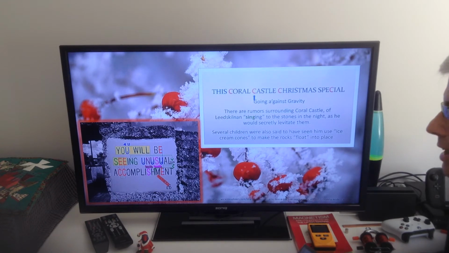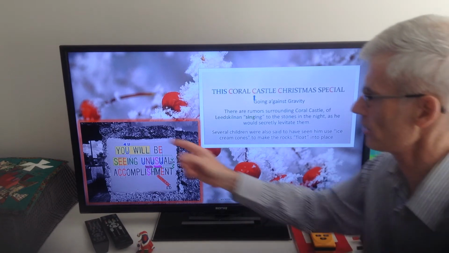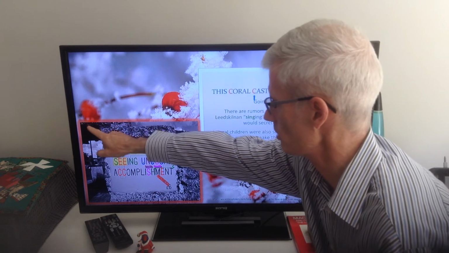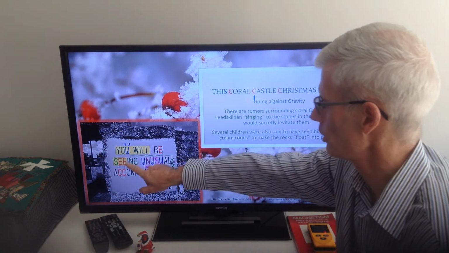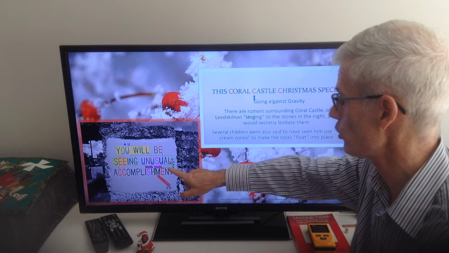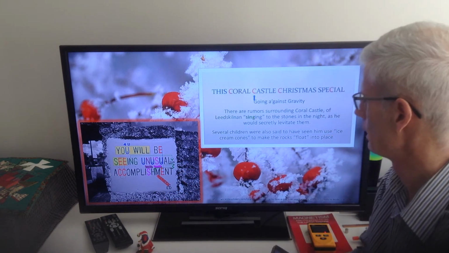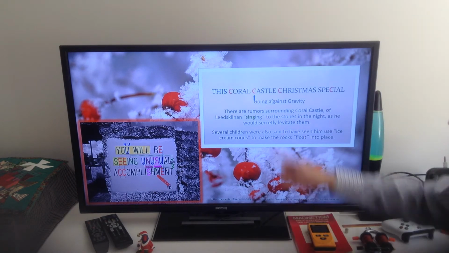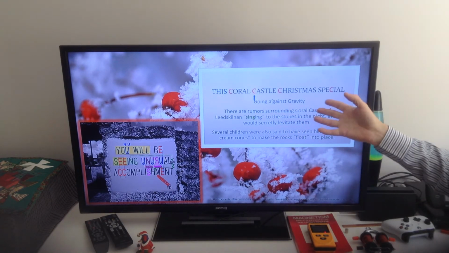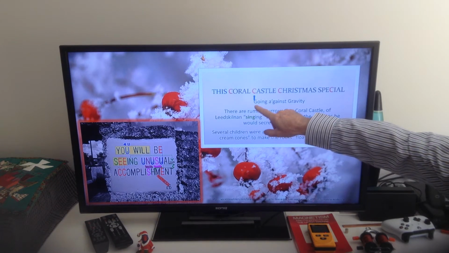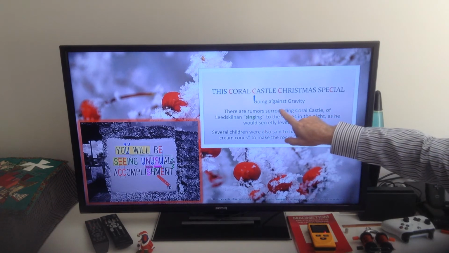So it wasn't just magnetic current. He was trying to convey his code or cipher. If you go through the entranceway of Coral Castle, it says entrance over here on top. That's not in the photo though, but it also says that you will be seeing unusual accompaniment, signed by Ed. So this is my Coral Castle Christmas special, with going against gravity.